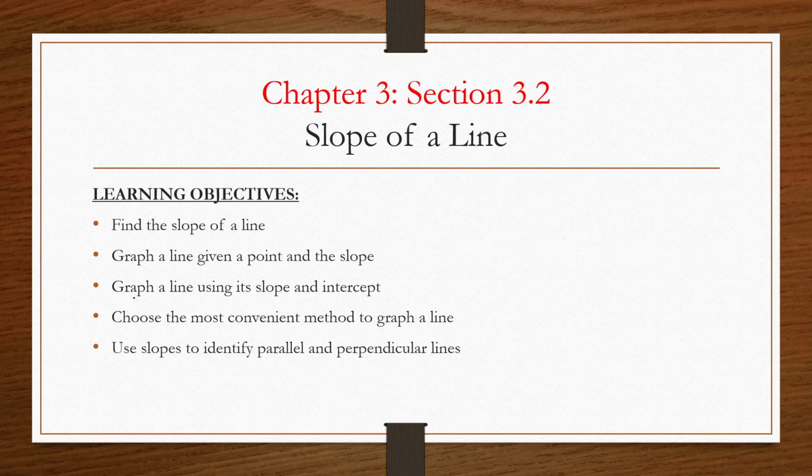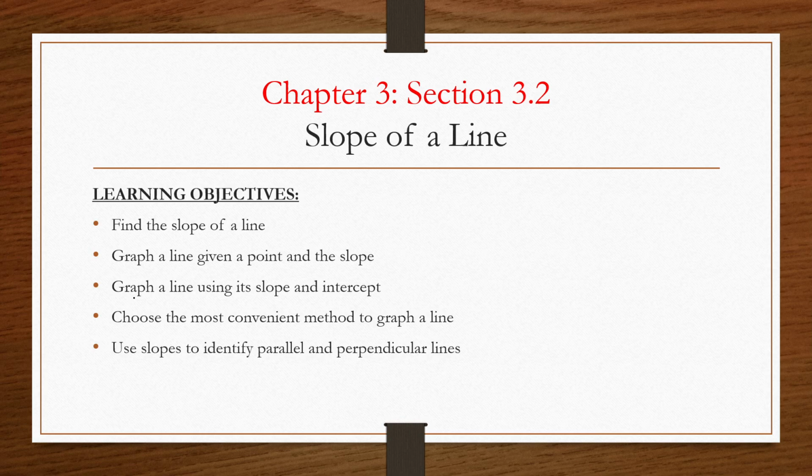Now let's talk about slope of a line. We mentioned in the last sections about slope somewhat with regard to a particular form of the equation, the y equals mx plus b or slope-intercept form. We'll talk a little bit more about that in this lecture and the next.